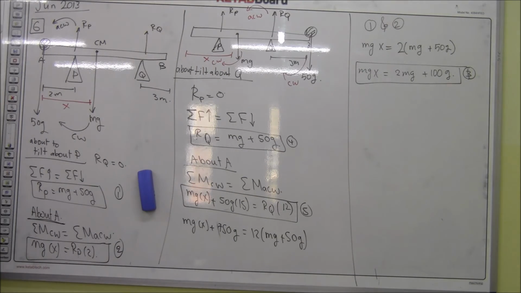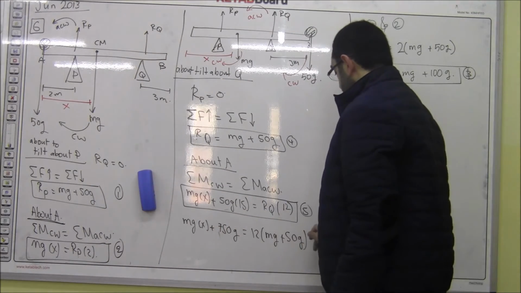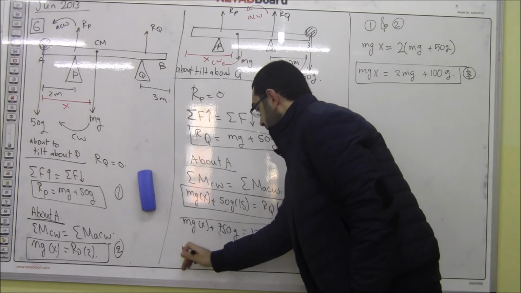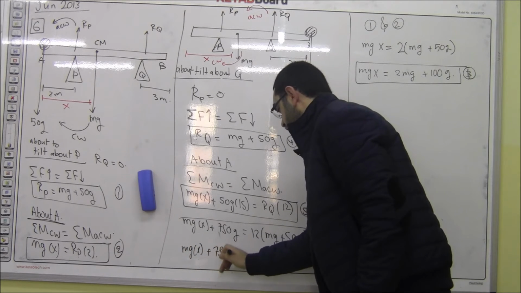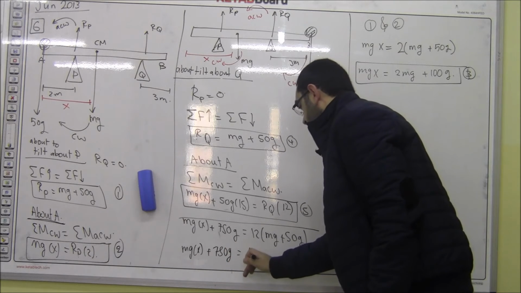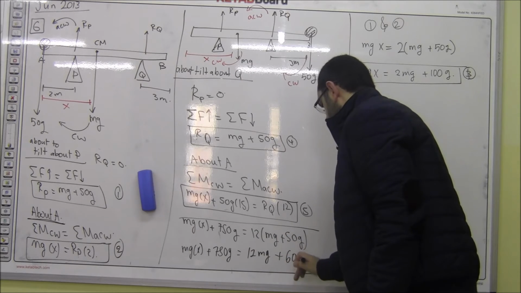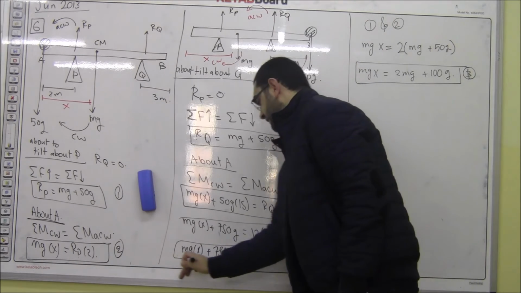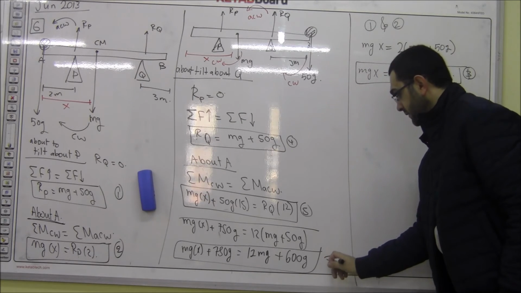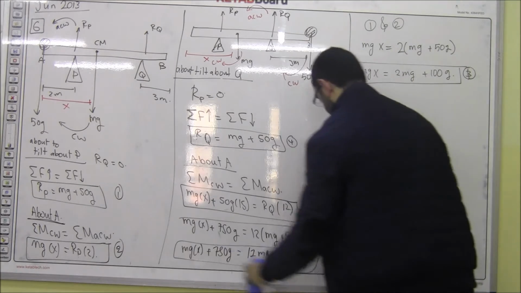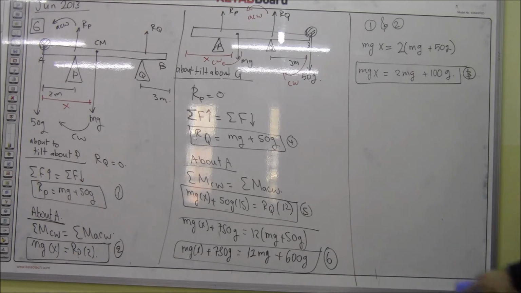Plus 600. No, not 50g, this is 12. Okay? This is what? About 600. mgx plus 750g equals 12 mg plus what? 600g. Now you have two equations, 3 and what? 6, right? You can solve them simultaneously.